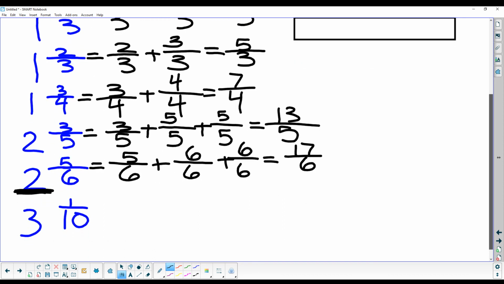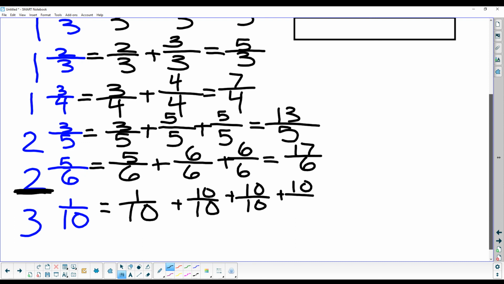Again, there's no difference when I have 3 wholes. It just means that I have to write those wholes 1, 2, 3 times.